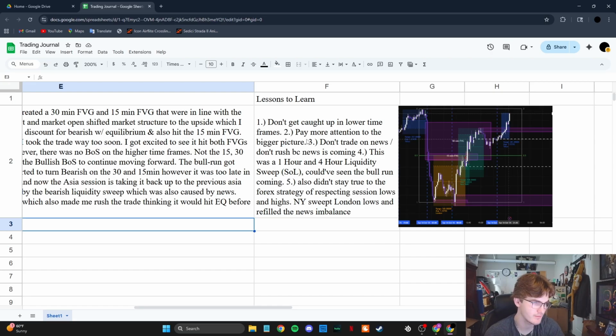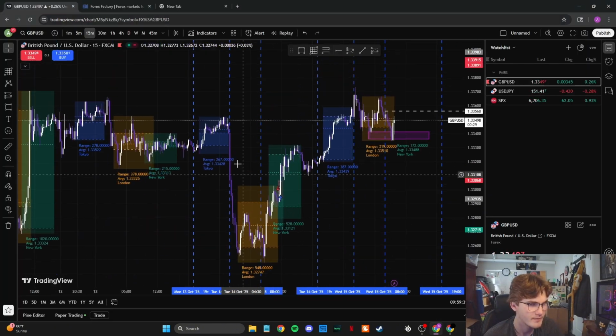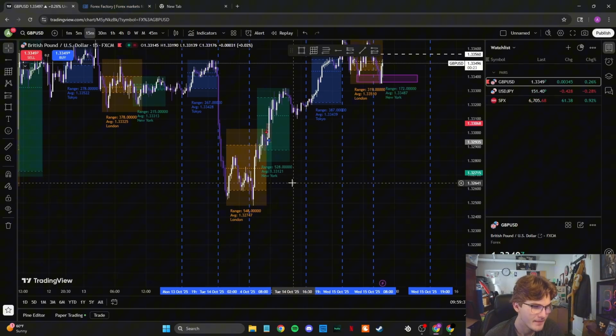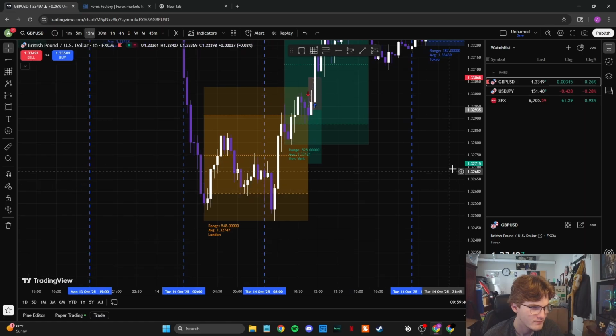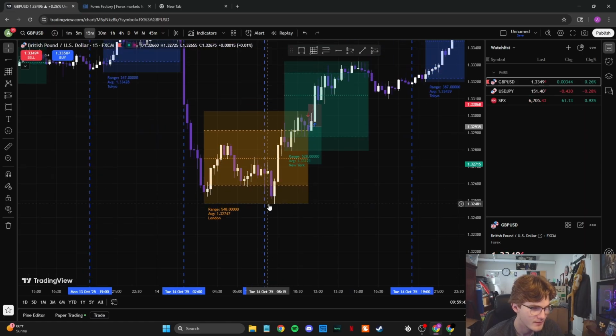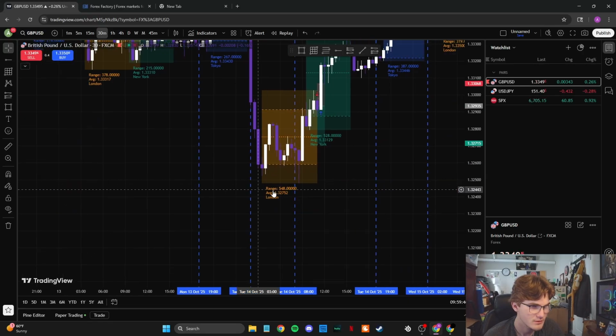Also didn't stay true to the Forex strategy right here, hitting these lows. It could have been take profit at 1. You could have held it. It got all the way back up, it's already there. So you could have waited a whole day for that. But if you took it off this in the middle of, that would have been a 30-minute break of structure here.